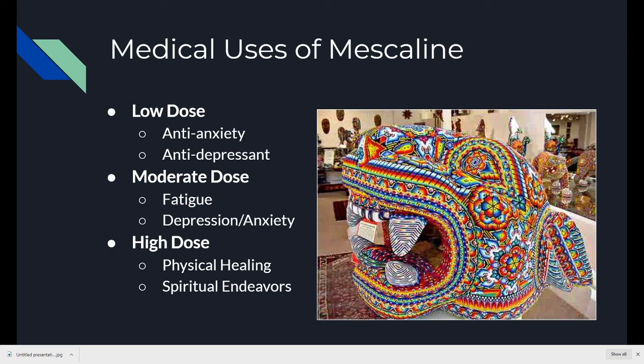At high doses, we have lots of reports of actual physical healing and, of course, thousands of years of spiritual endeavors. This is not research in big institutes, but also research on the ground with these communities. And so mescaline is really important because it was a medicine before medicine was a thing. It also has a different kind of effect compared to other psychedelics. People describe it as a mixture of LSD and MDMA, and I don't think it's exactly that, but it's a little bit different, more of a stimulant at a low to moderate dose.